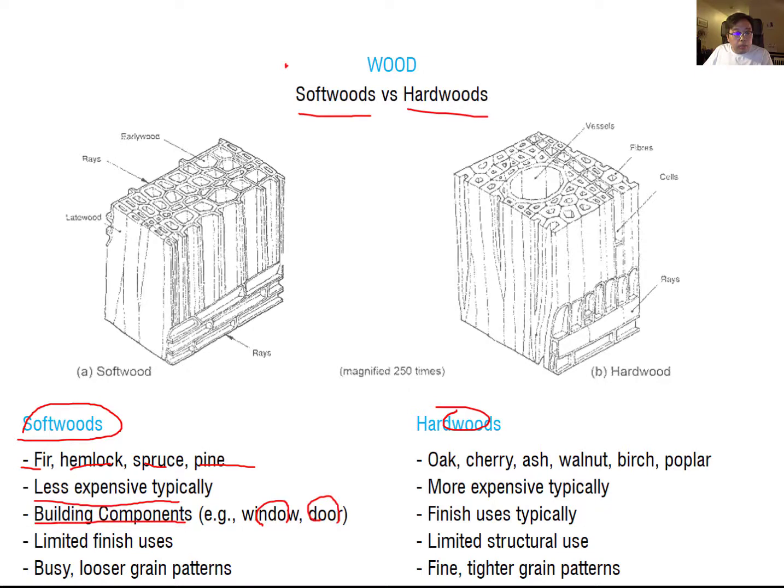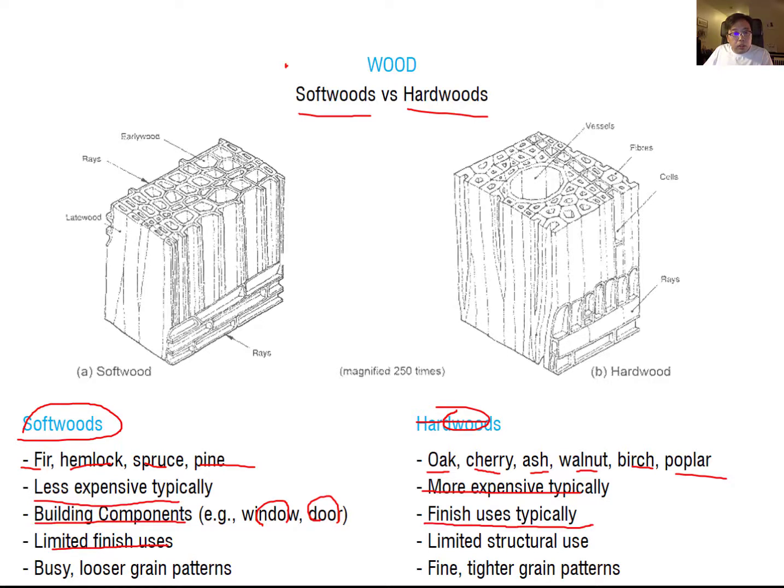It has limited finish uses because it has a bigger and rougher grain pattern. So this is not suitable for finish uses. However, it is great for building components and building structure. But what about the hardwood? Hardwood you can mostly find from oak, cherry, ash, walnut, birch, and poplar. It is typically more expensive, and finish use is typical here.